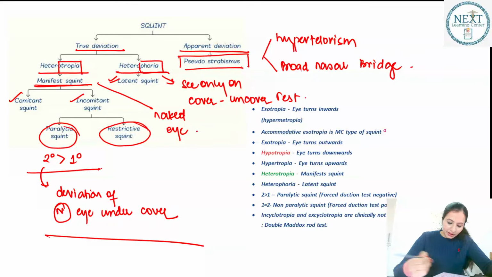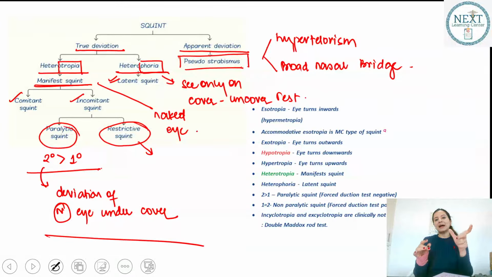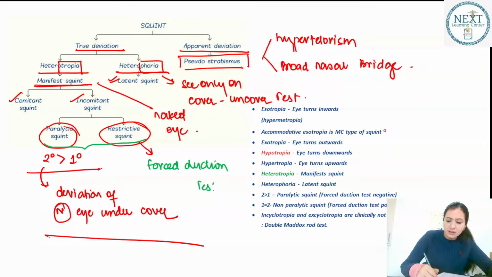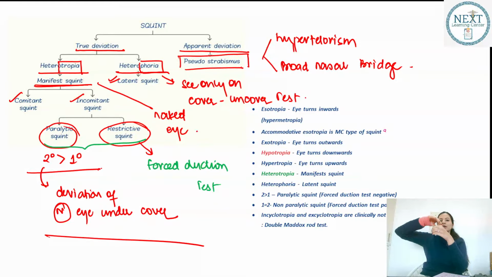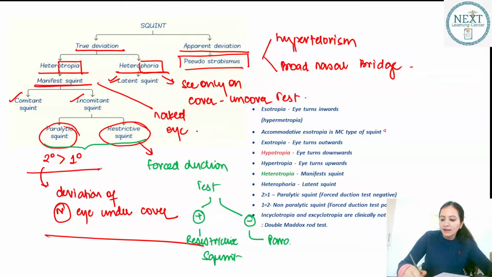Then there is restrictive squint. Just remember one thing. How will you differentiate between the incomitant squint types, between the paralytic and restrictive squint? By doing forced duction test. What is forced duction test? Suppose this is the eyeball of the patient. What will you do? You will take the forceps and try to move it like this. If you feel any resistance, the test is positive, that means it is a case of restrictive squint. If there is no resistance, that means forced duction test is negative and it is a case of paralytic squint.